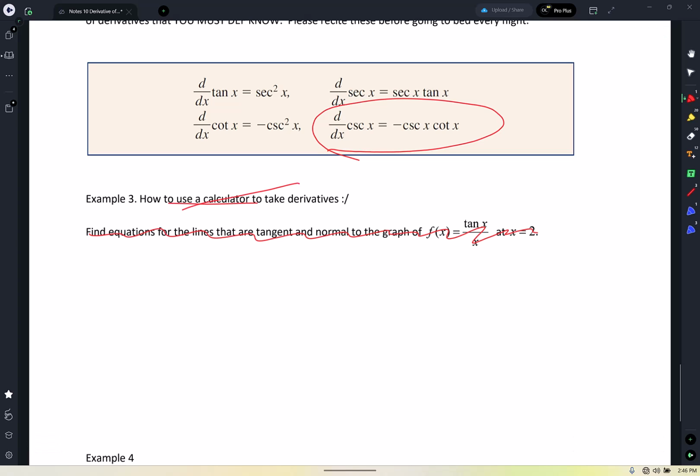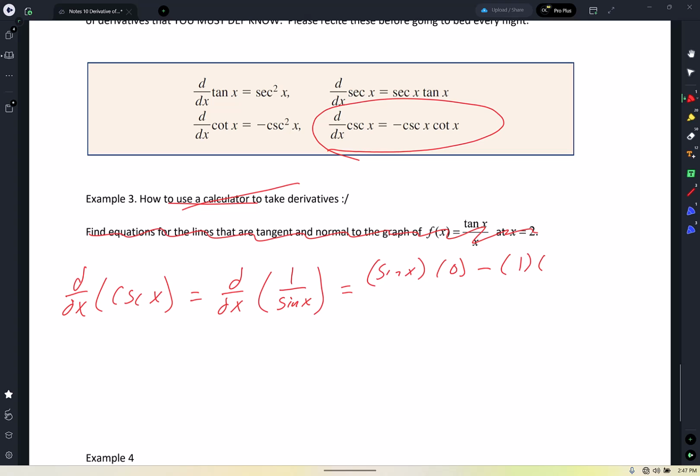All right, here we go. I'm finding the derivative by hand of cosecant x. I'm going to write d/dx, but I'm not taking the derivative yet. You know that cosecant x is just the reciprocal of sine x. So there it is, and I'm going to use the quotient rule. Now I'm just doing the derivative: bottom, sine x, times the derivative of the top, 0, minus top, 1, times the derivative of the bottom, cosine x, all over bottom squared.